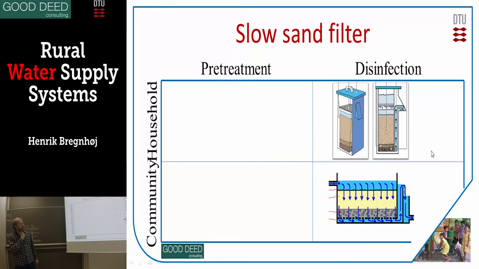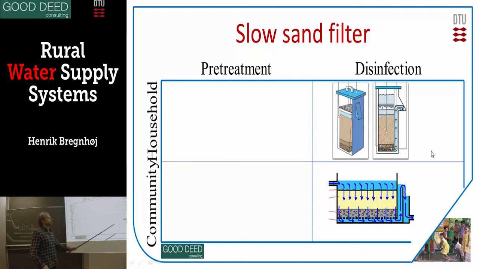Then there's the slow sand filtration. We have it both for household and community. Slow sand filtration is filtrating through very fine sand. It's sand of about 0.1 to 0.5 millimeter. It's very fine sand, so it is draining the bacteria away. On the top of the sand, the water is running down through the sand here, and then it's collected in this tube here.